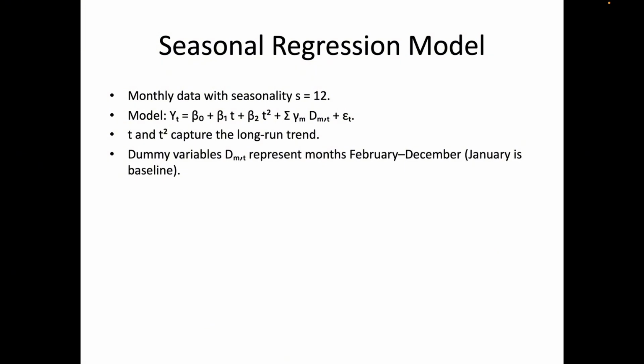DMT is dummy variables for months 2 to 12, where month 1, January, is the reference. So the coefficient for month M measures how much month M differs from January, and epsilon T is the error term. From this model, we obtain a numerical estimate of the trend, how fast the series grows, and a seasonal pattern, like which months are systematically above or below January.